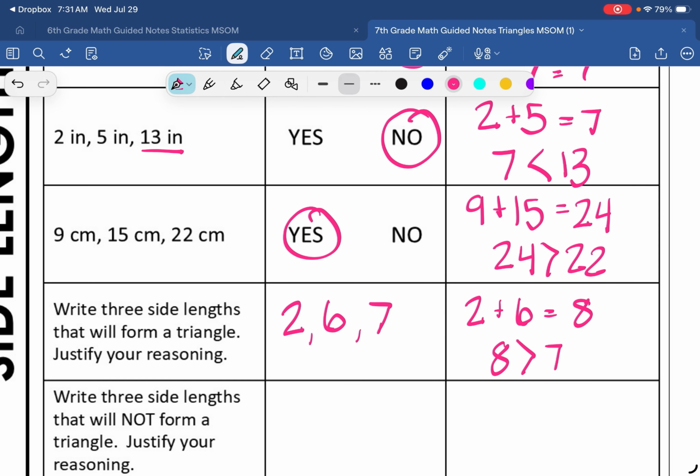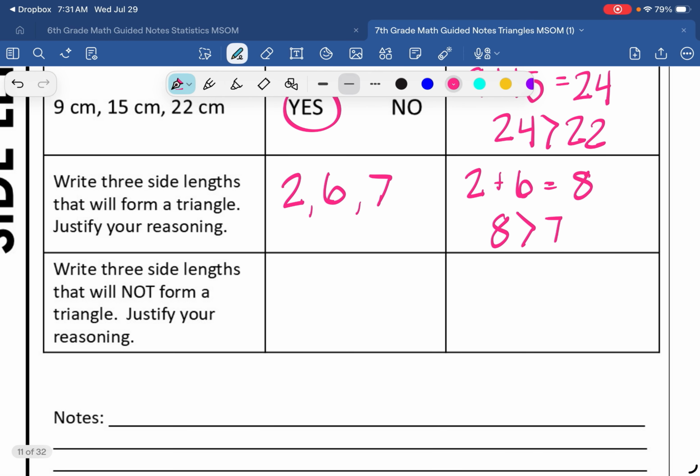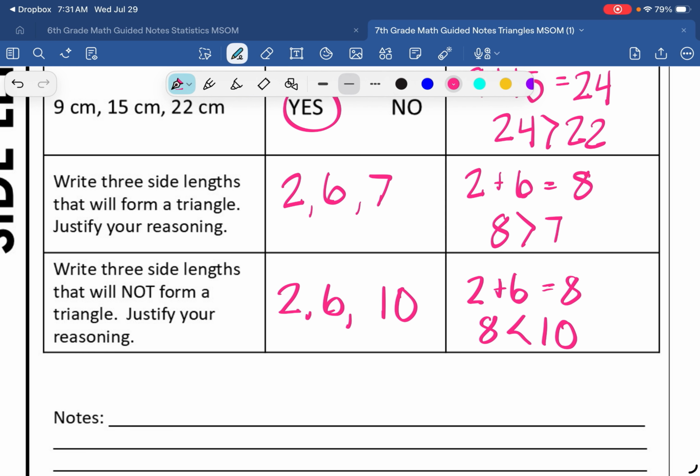Now I want you to hit pause and write 3 side lengths that will not form a triangle. This time I did 2, 6, and 10. 2 plus 6 equals 8, but 8 is not greater than 10. 8 is less than 10, so that will not form a triangle.